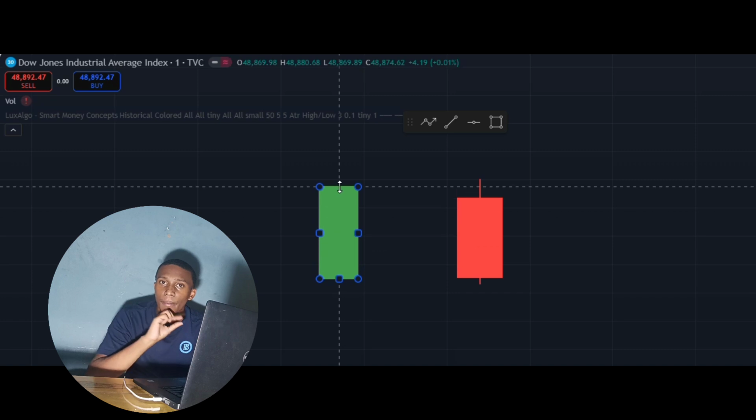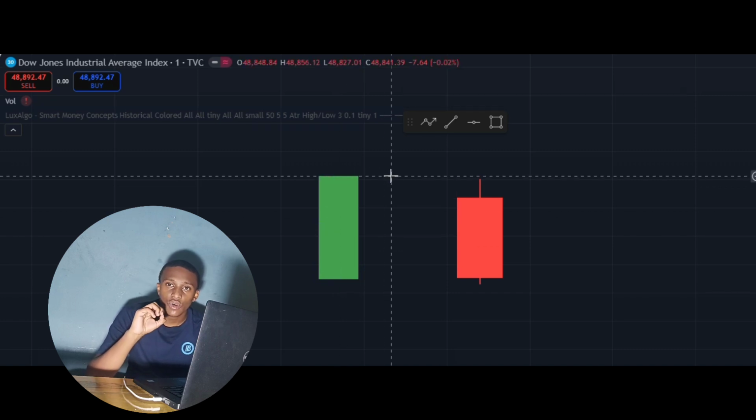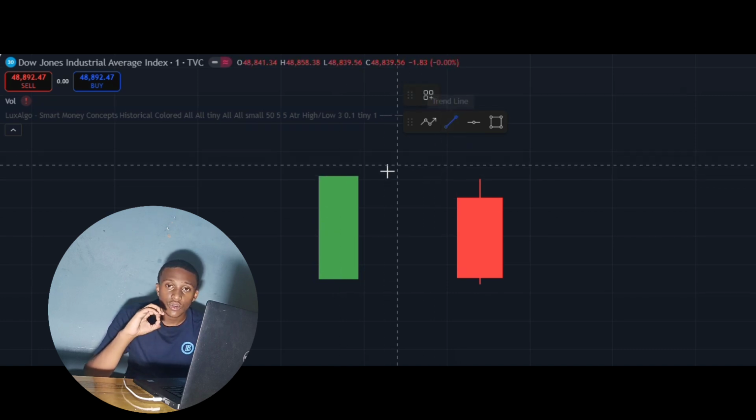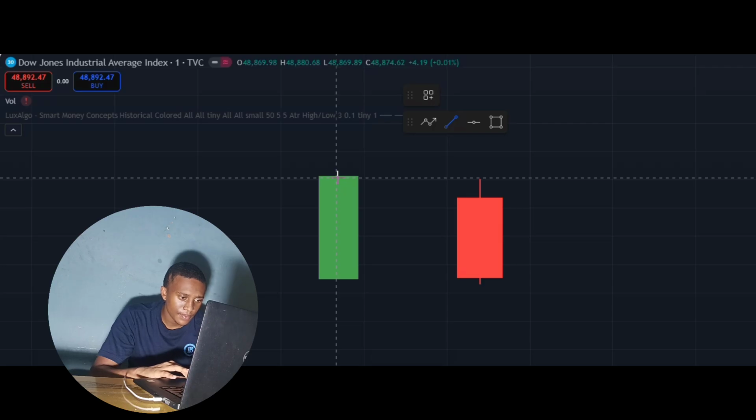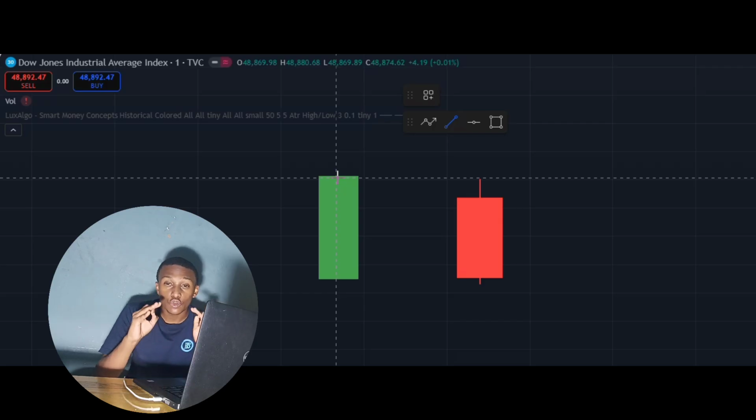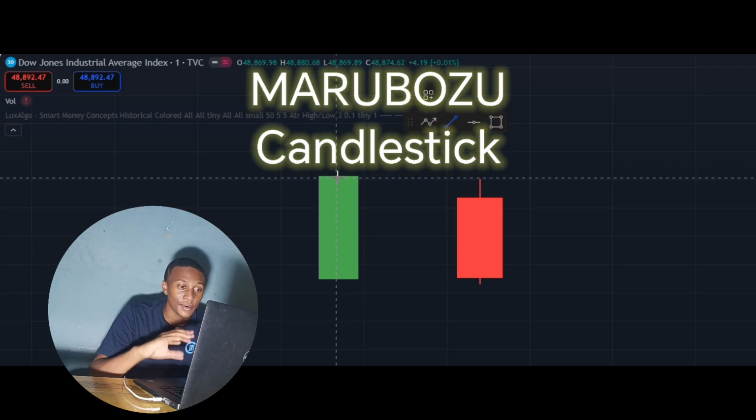A candlestick starts off being tiny, to the point where you can't even see it. And then it opens, right? This is a Marubozu candlestick. I'm saying it correctly, I'm going to put this pen in here. Marubozu candlestick.